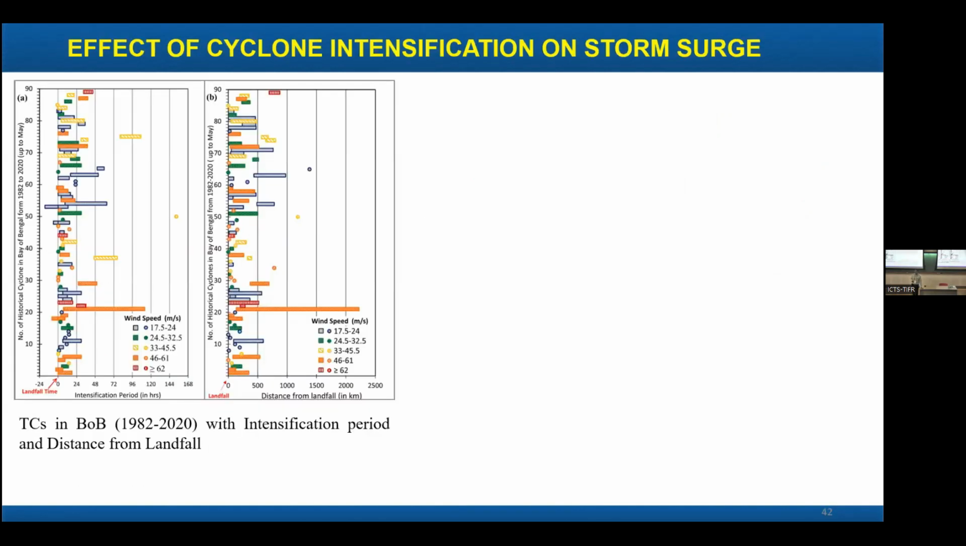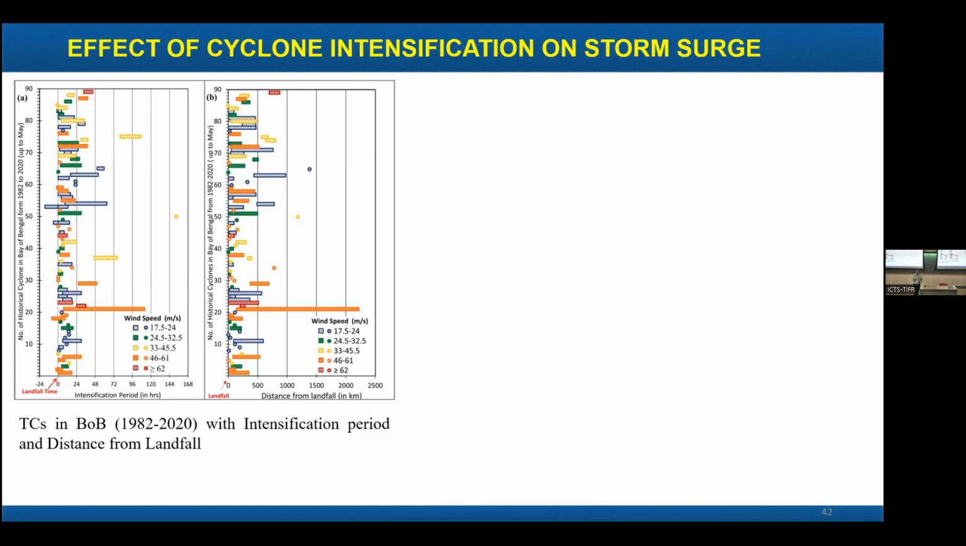Now, next, we also tried to understand the effect of cyclone intensification on storm surge. We all hear that a cyclone has intensified just 12 hours before or 24 hours before. Then once it is intensified, it may stay at that intensity for 24 hours or till the landfall, or it may stay for only 6 hours. Then again, it may reduce in its intensity. So what is the effect of that?